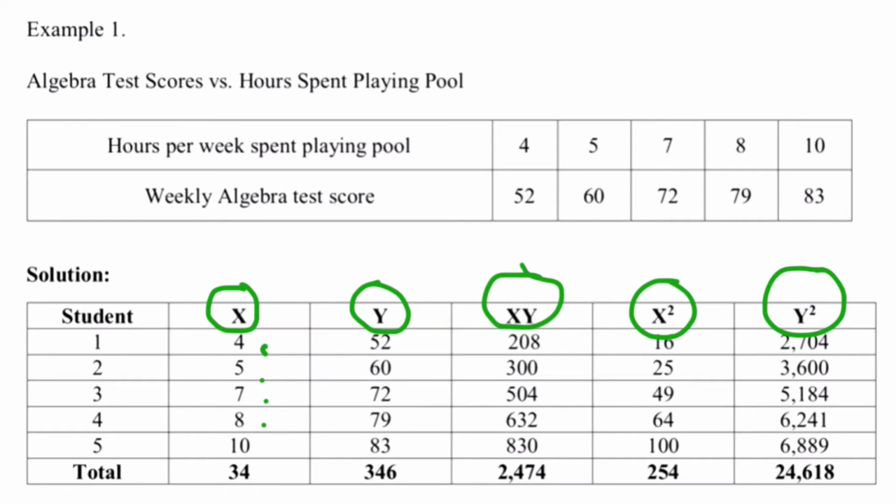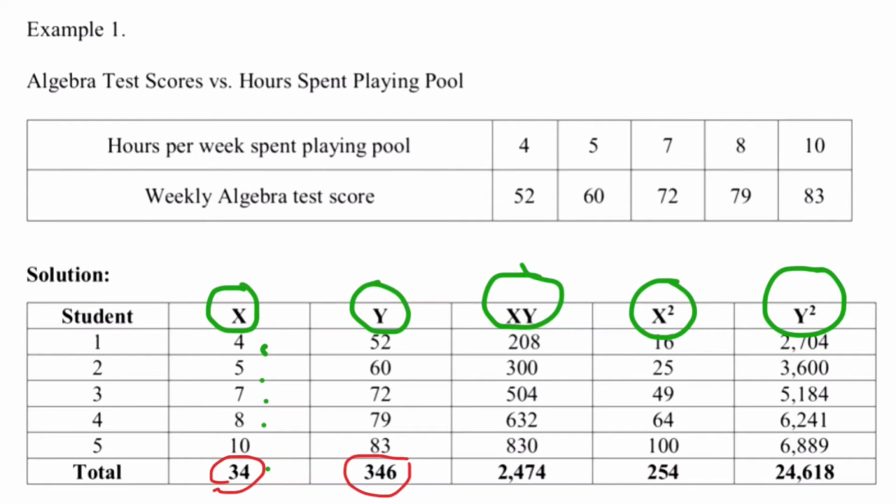And sabi nga natin, kailangan natin yung summation ng ating X. In order to get our summation, we have to add this data. 4 plus 5 plus 7 plus 8 plus 10 is equals to 34. And total or summation of our Y is equals to 52 plus 60 plus 72 plus 79 plus 83, and that is 346. So nakuha na natin yung values ng X and Y.